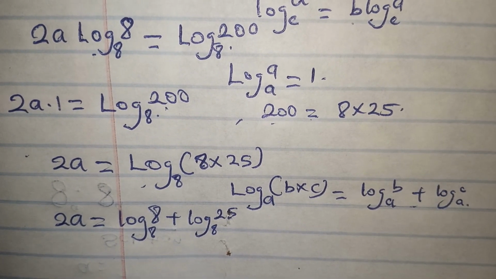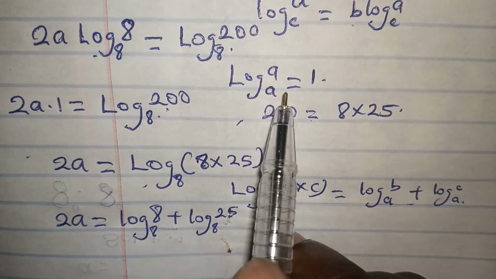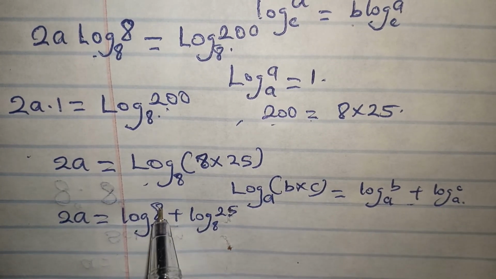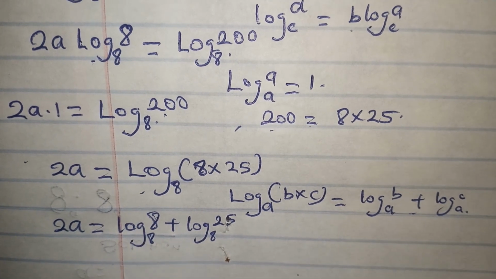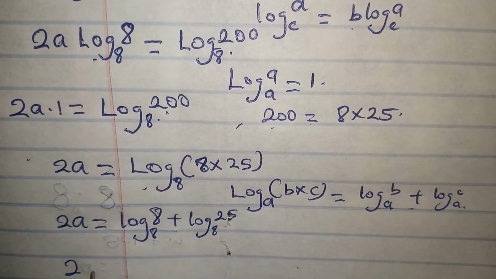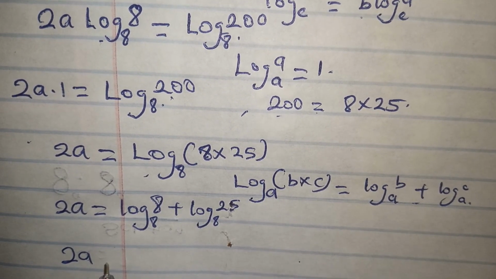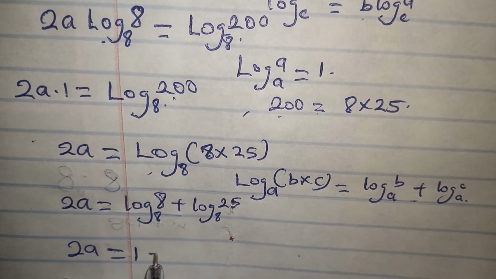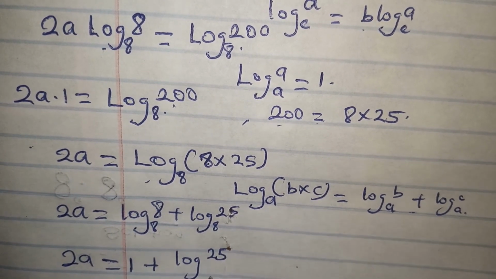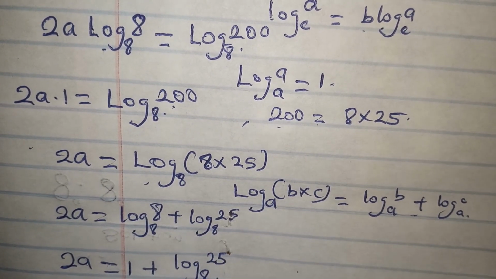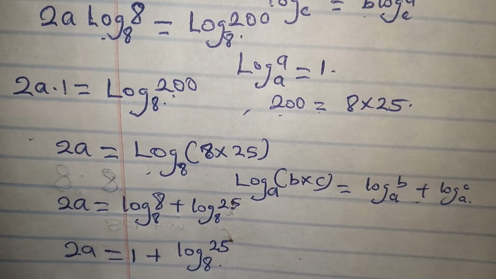So from here we are going to apply another rule again. This rule says log a to base a is equals to 1. So you can see log 8 to base 8 is going to give us 1 automatically. So we're having this to be 2a equals to 1 plus log 25 to base 8. So this is what we are now having.